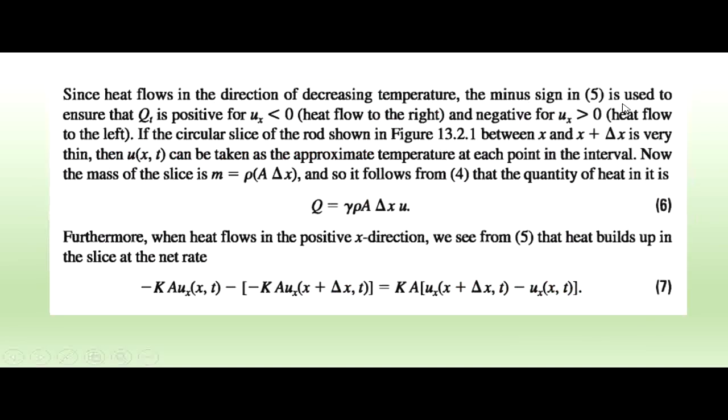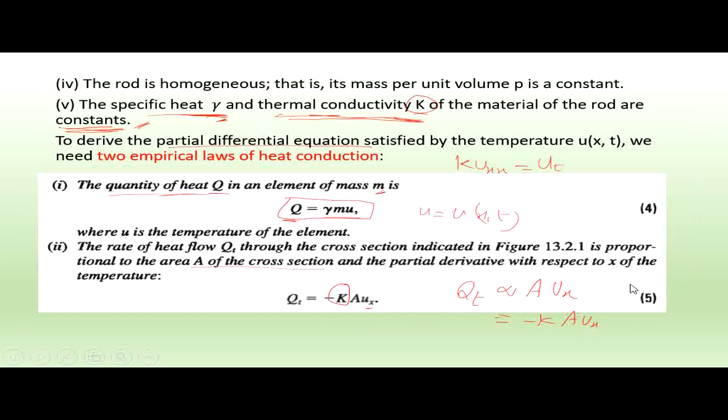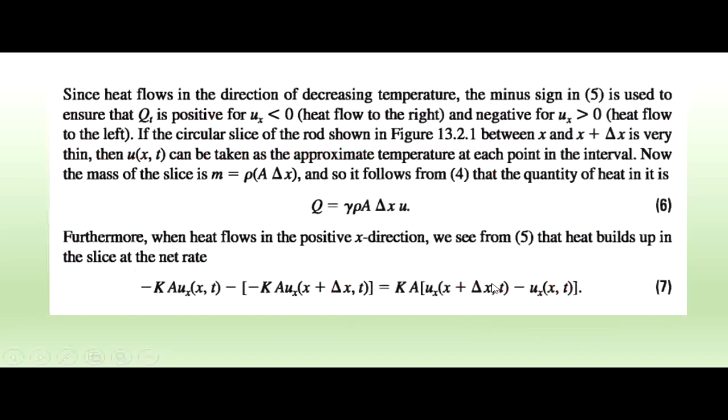The minus sign is used to ensure that Qt is positive when Ux is negative. When Ux is negative, this will make Qt positive. If Ux is positive, then Qt will remain negative. That is the purpose of the negative here. So we have two equations now, remember. I am writing both the equations here. First, Q is gamma m mu. Another one, Qt is negative k A Ux, where Ux is the partial derivative of the temperature with respect to x.